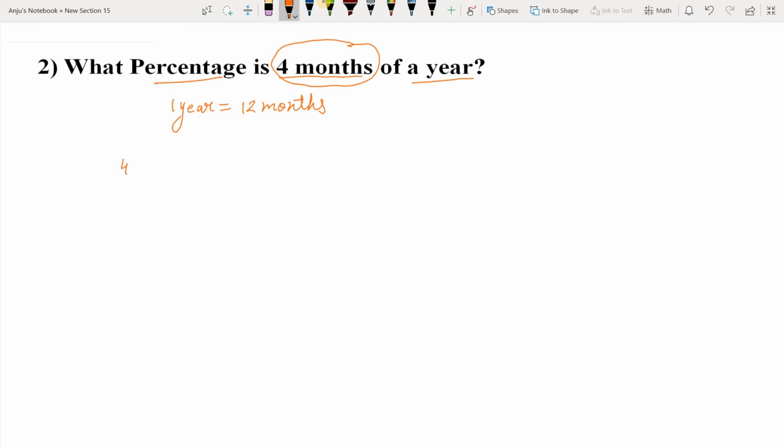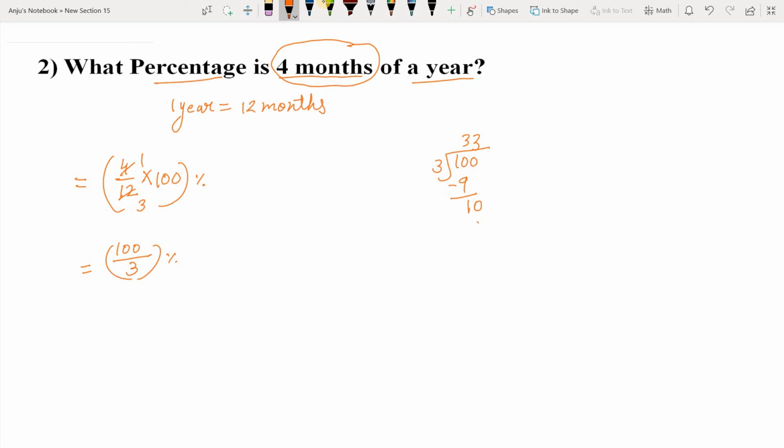So here we write 4 upon 12. Percentage find करना है. So we write 100 and then we put symbol of percentage. Now let us reduce. 4 ones are 4. 4 threes are 12. So here we have 100 upon 3. Now let us divide 100 by 3. So 3 threes are 9. 10 minus 9 we get 1. Now let us bring down the next digit, which is 0. Now again it will go 3 times.